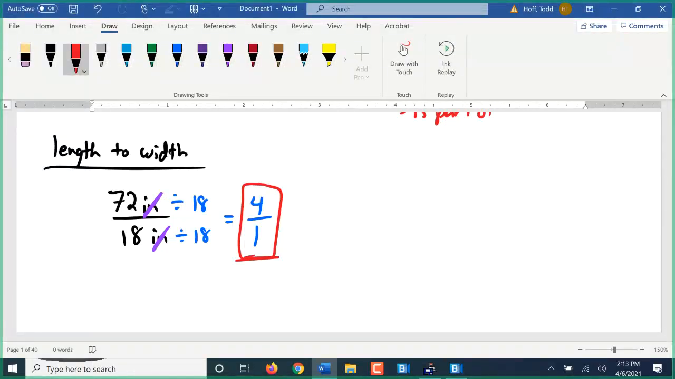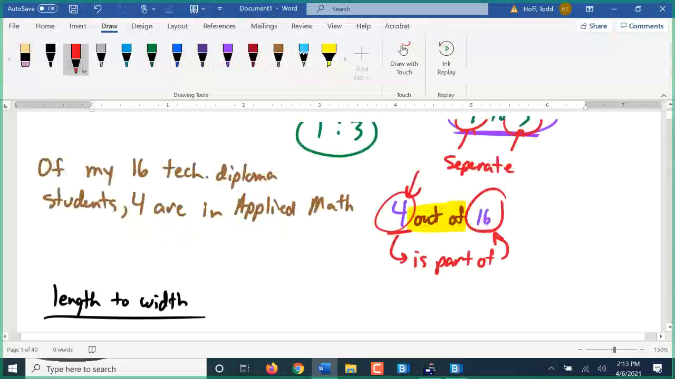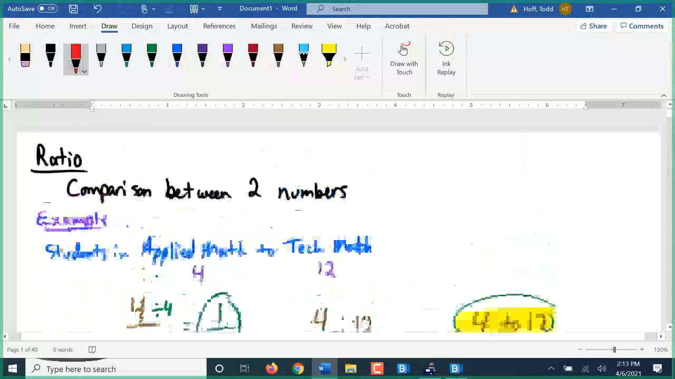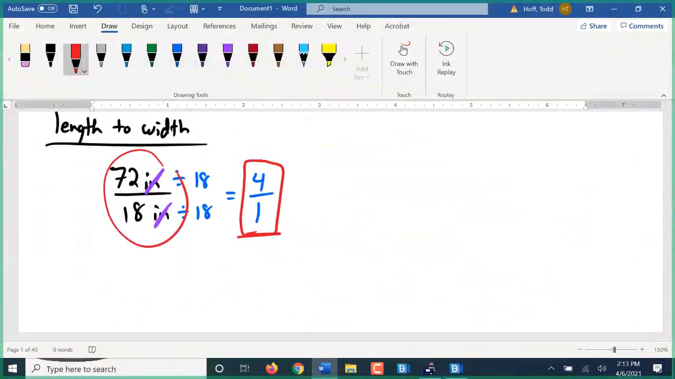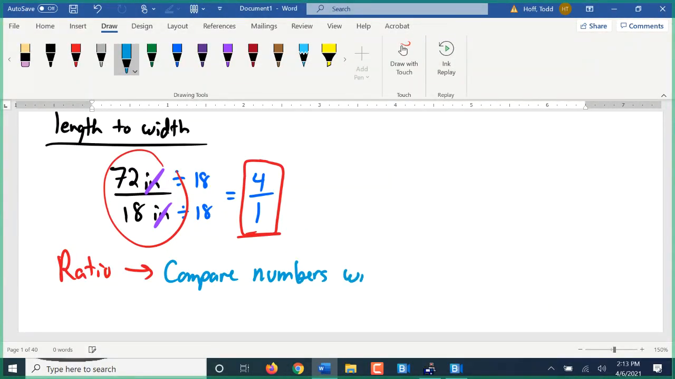We'll notice in both of the examples of ratios that we have done so far, we have had the same thing. This was comparing students to students. This was comparing inches to inches. And that is a requirement for a ratio, is it must compare two numbers or numbers with the same unit, the same label. Or, like what we said earlier in the semester, with the same name.